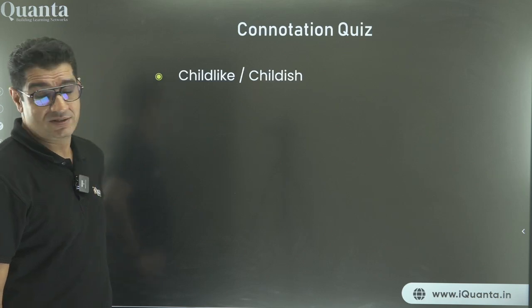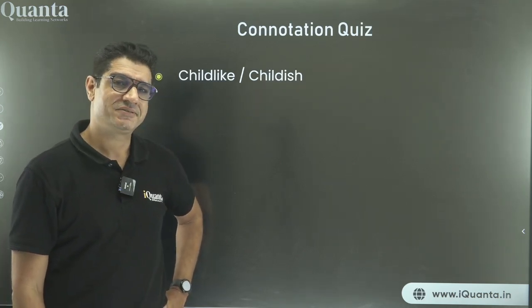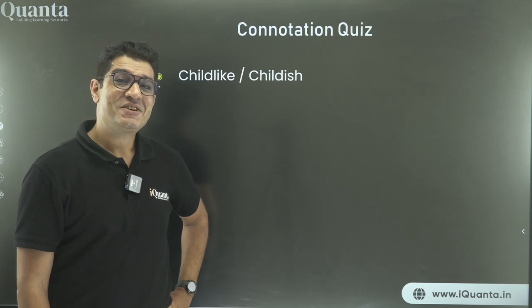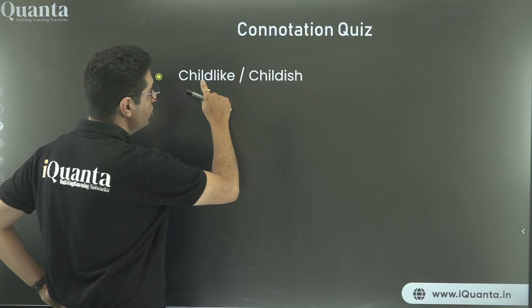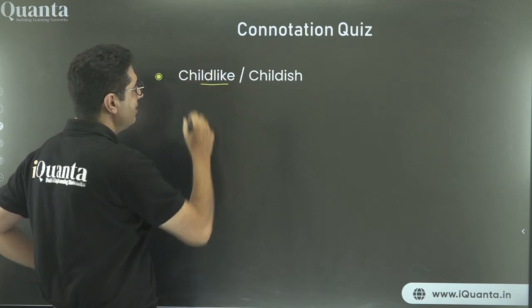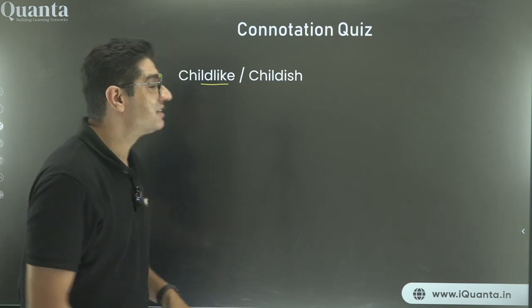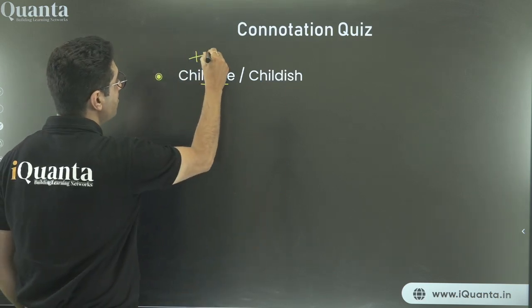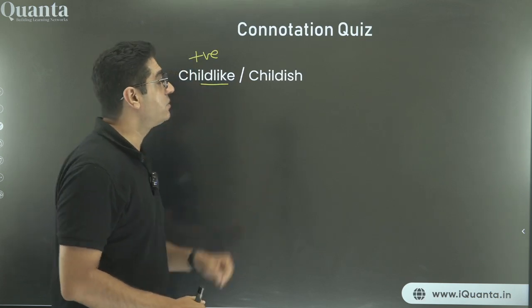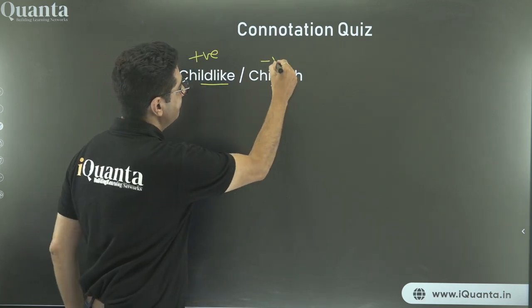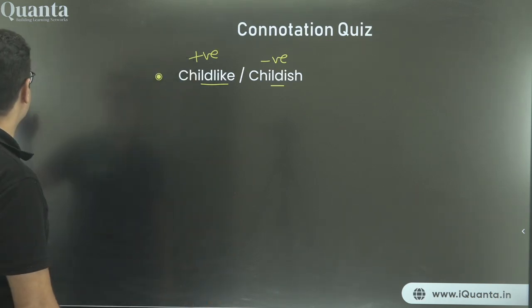In both the words, the person that you are talking about is behaving like a child. What's the difference? When you like that behavior, you use childlike. So childlike laughter, childlike curiosity. So that is positive. On the other hand, when you do not like that behavior, that's childish.